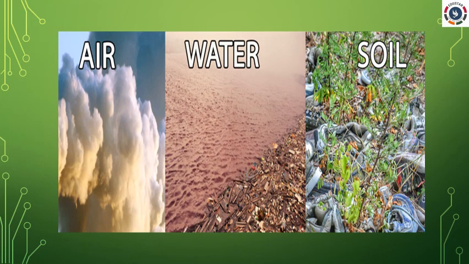Now, pollution is divided into three types. The types of pollution are: the first one is air pollution, then we have water pollution, and third we have land pollution. There are many ways by which we can control pollution. So let us see one by one.